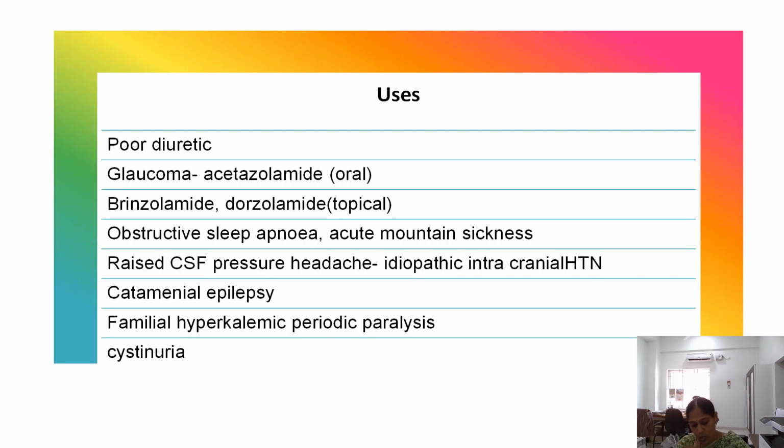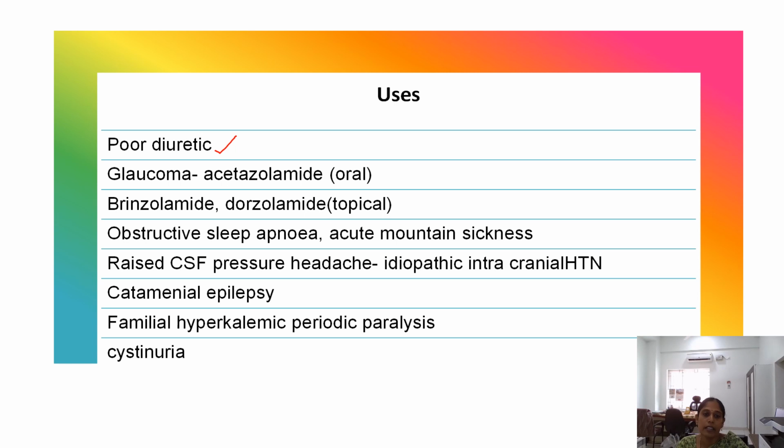So what are the uses of these diuretics? So these carbonic anhydrase inhibitors are poor diuretics. Why? Because whatever sodium that is lost in the proximal convoluted tubule can be reabsorbed in your loop of Henle. So loop of Henle is the site where maximum sodium reabsorption occurs. So the action of these diuretics is transient. So they are poor diuretics.